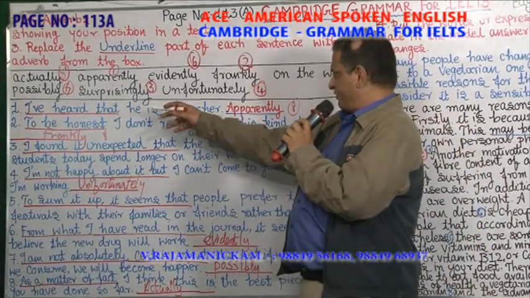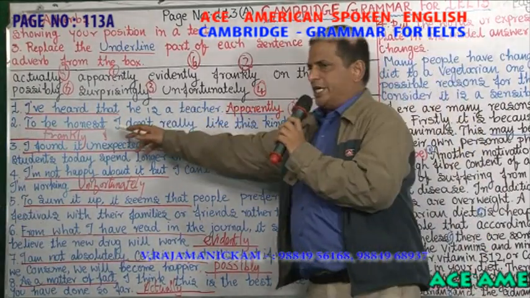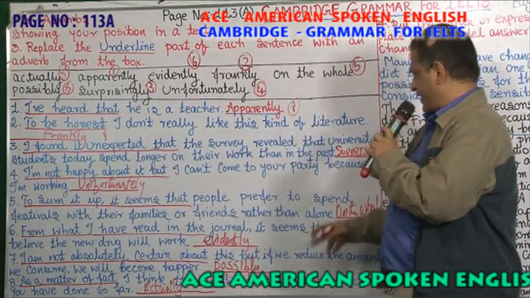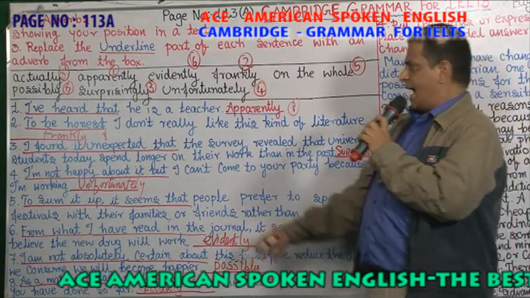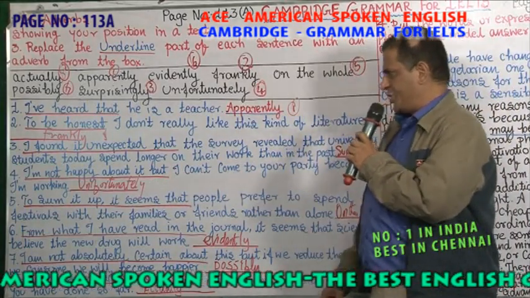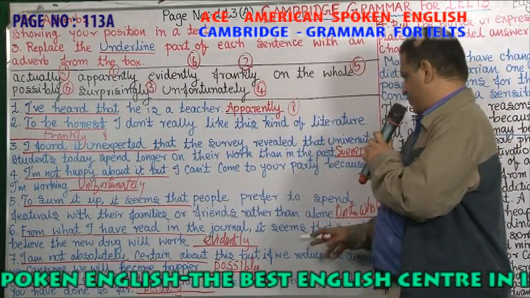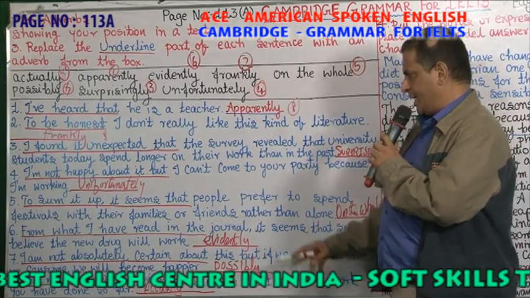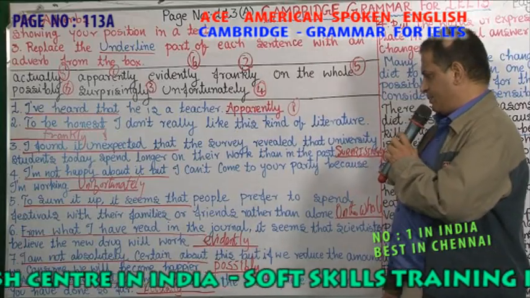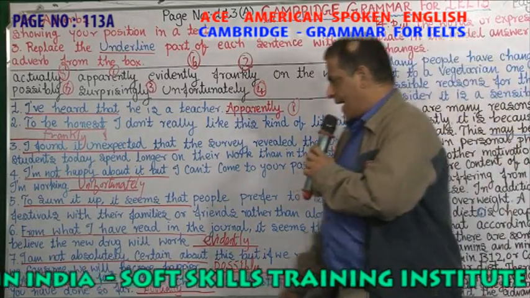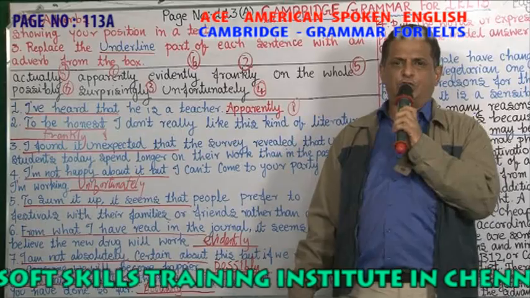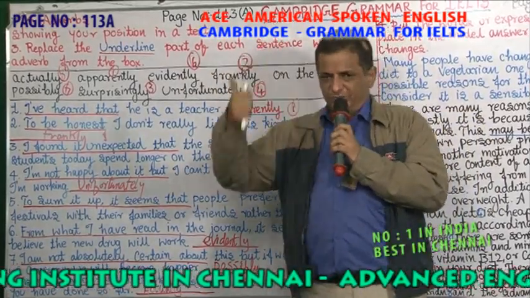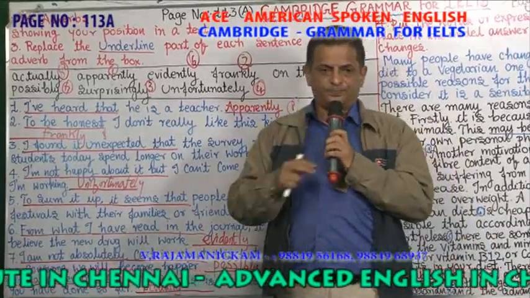So instead of I have heard that, you're using apparently. Instead of to be honest, you're using frankly. Instead of I found it unexpected, you're using surprisingly. Instead of I am not happy about it, you're using unfortunately. To sum it up, you're using on the whole. From what I've read, you're using evidently. I'm not absolutely certain about it, so you're using possibly. As a matter of fact, you're using actually. So hope you're able to understand, right? These are the adverbs which take position, right?